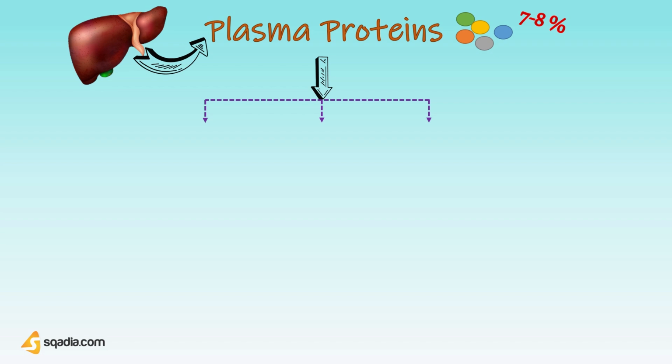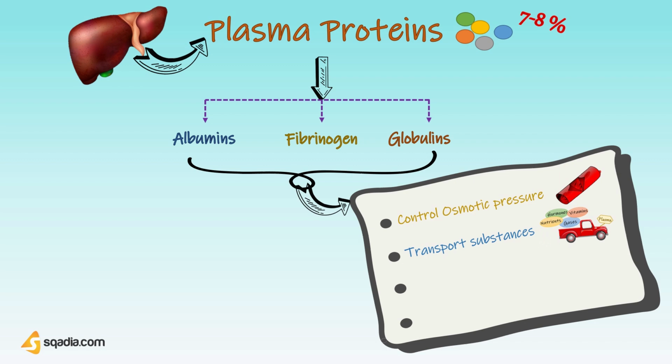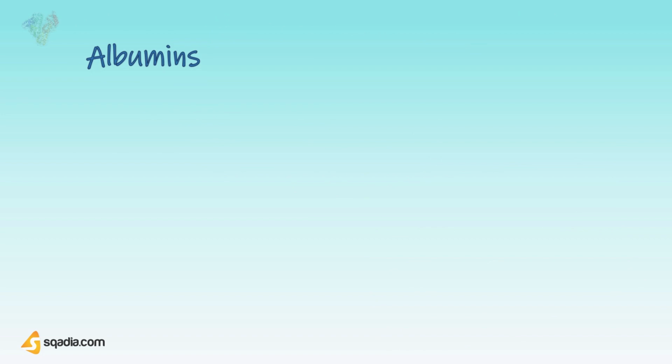The three principal plasma proteins are albumins, fibrinogen, and most globulins. All these proteins mainly function to control oncotic pressure, transport substances, hemoglobin, lipids, calcium, and promote inflammation and the complement cascade. Let's discuss these plasma proteins and their functions in detail one by one.